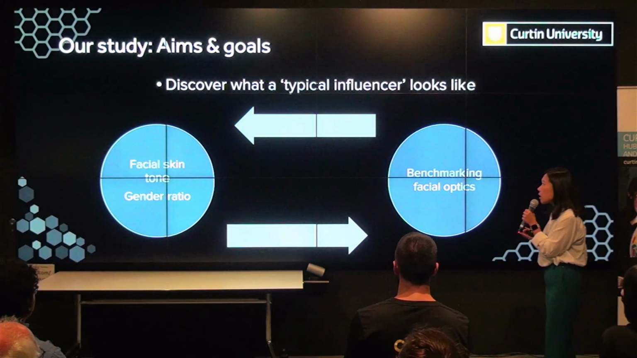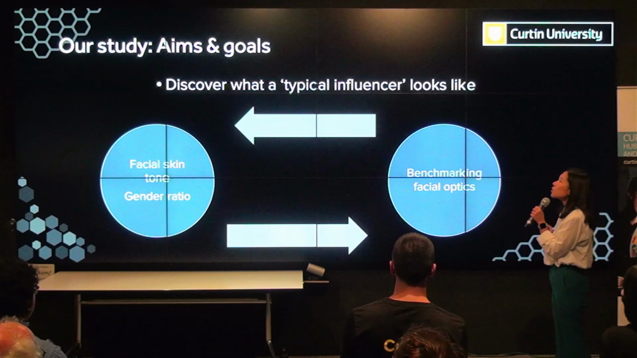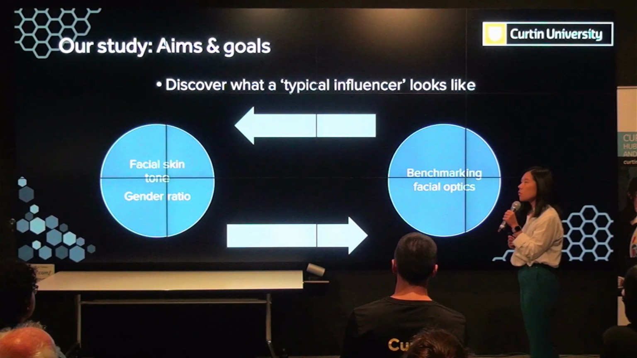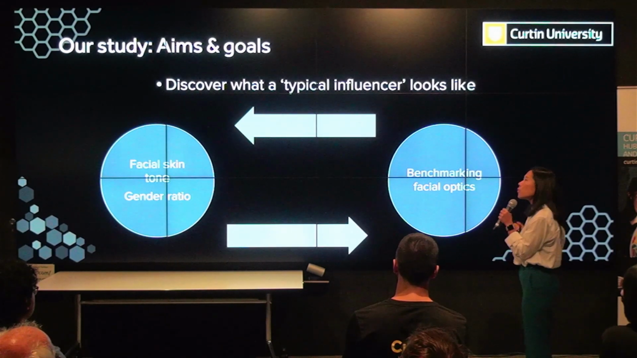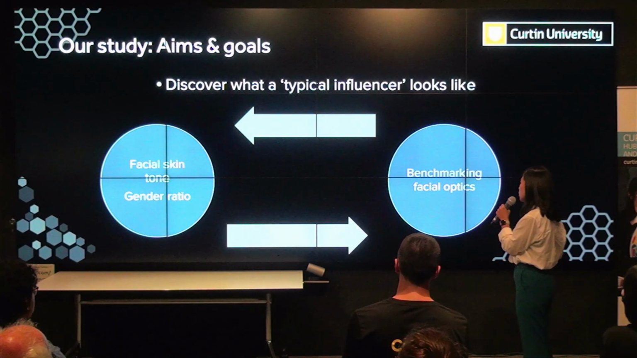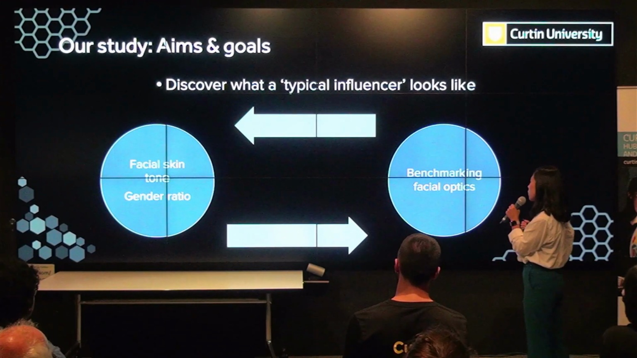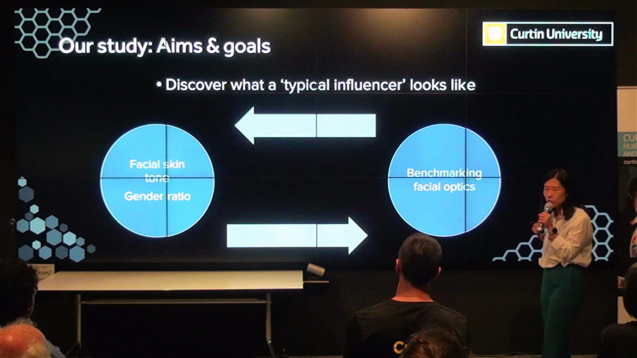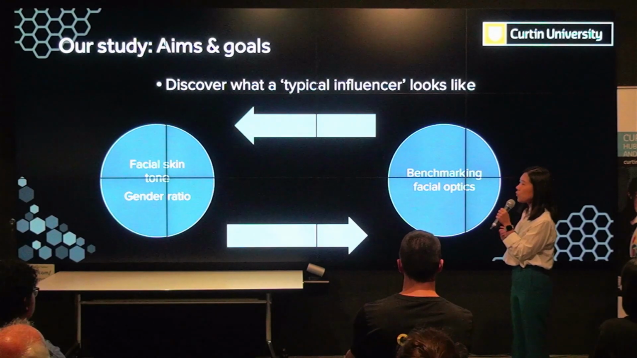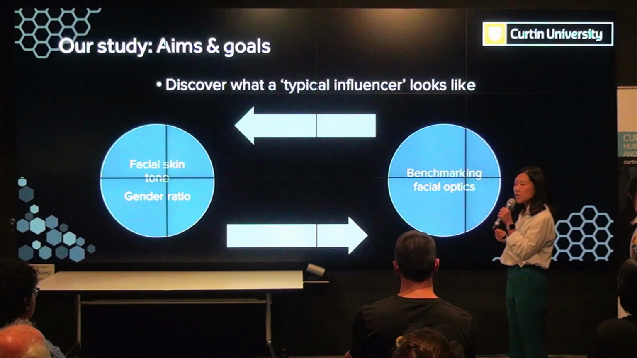Our project's major aim and goal is to discover what a typical influencer looks like. For our methodology, we started to collect empirical data from 9 platforms across the genres. After that, we made virtual influencer images from them by averaging. This averaging gives us the dominant facial skin tone and gender ratio. This information helps us benchmark the facial optics on the platforms. Beyond this project, we can make suggestions to the platforms, the influencer industry, and viewers about their practices.